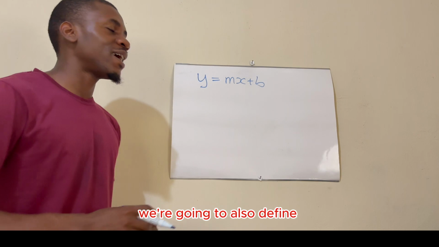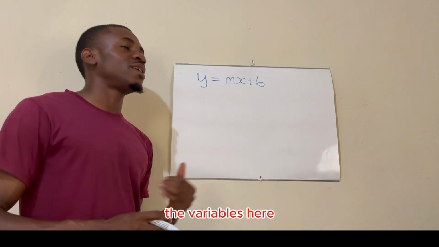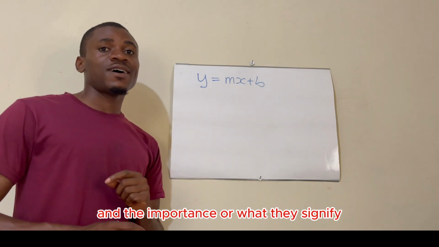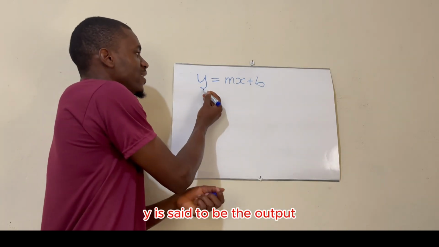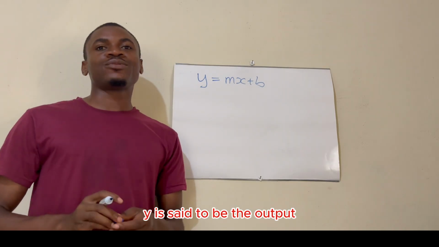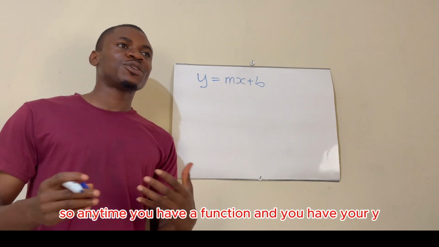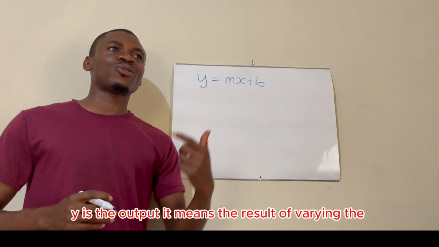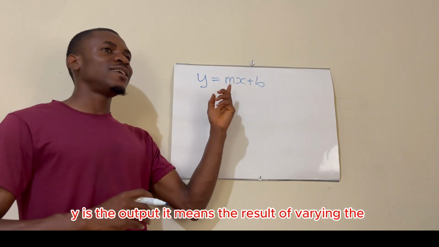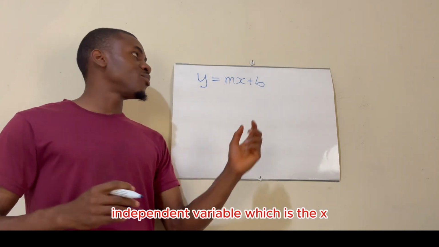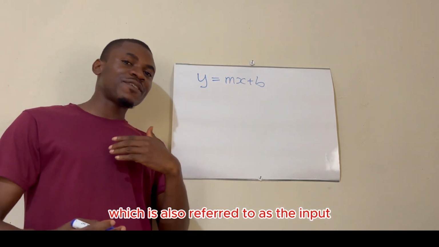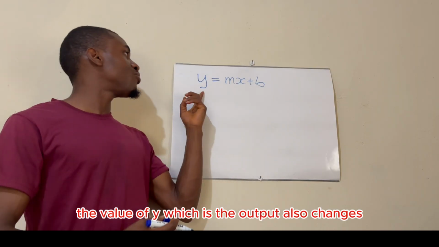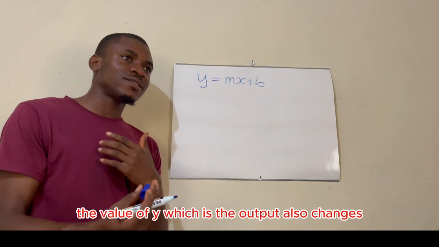We are going to also define the variables here and the importance or what they signify. Y is said to be the output. So anytime you have a function, y is the output. It means the result of varying the independent variable, which is the x, which is also referred to as the input. So as x changes, the value of y, which is the output, also changes.